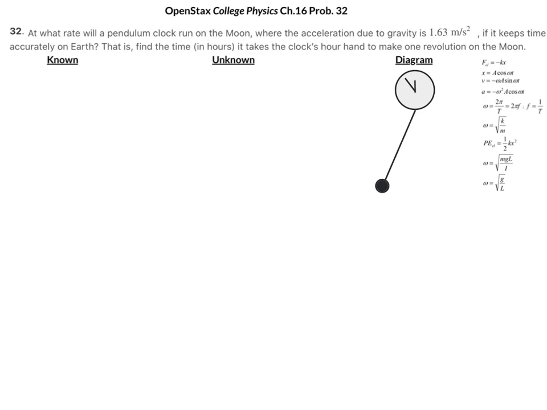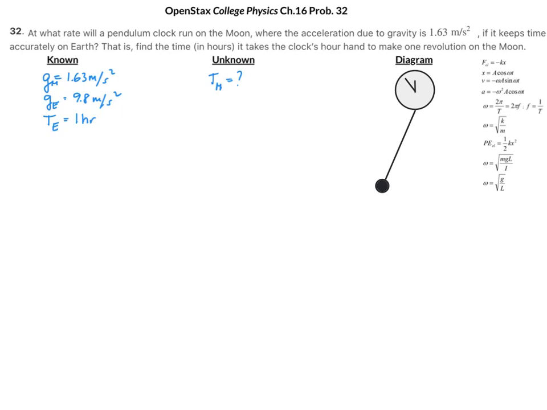So let's write down the things that we know and don't know. We're told that the acceleration due to gravity on the moon, call it g sub m, is 1.63 meters per second squared. We know that the acceleration of gravity on the Earth is 9.8 meters per second squared. And we know that on the Earth, the hour hand makes one revolution in 1 hour. So we know the period of the hour hand on Earth. We're looking for the period of the hour hand on the moon.